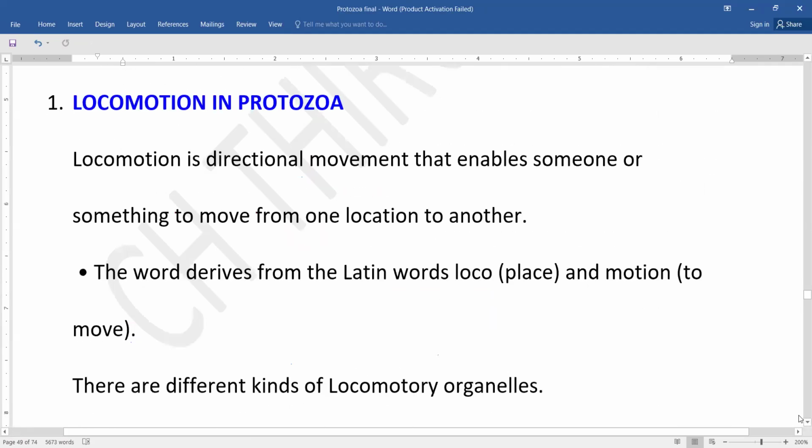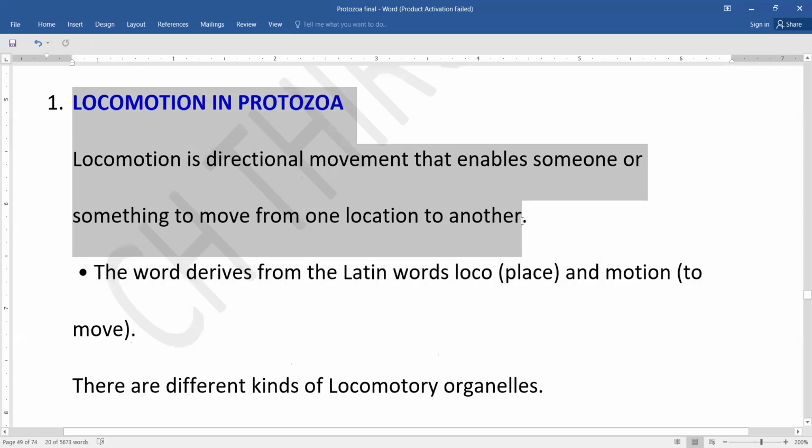Locomotion in protozoa. Our next topic is locomotion in protozoa. There is no need to study each and every point in this. Some important points you should remember, some basic, fundamental points. Locomotion is directional movement that enables someone or something to move from one location to another. We all know the definition of locomotion.